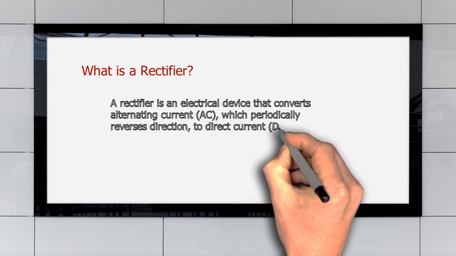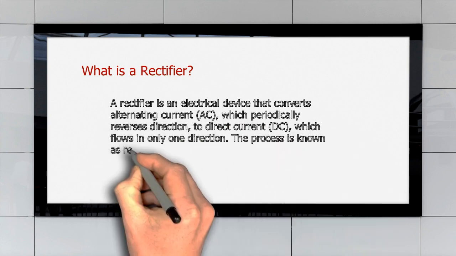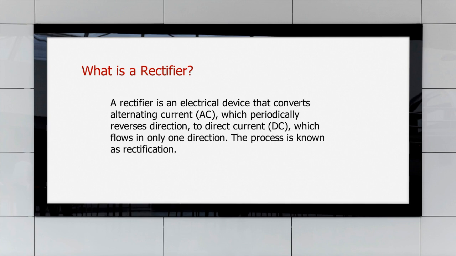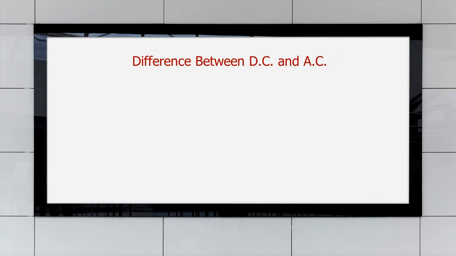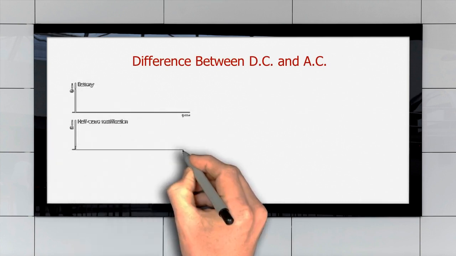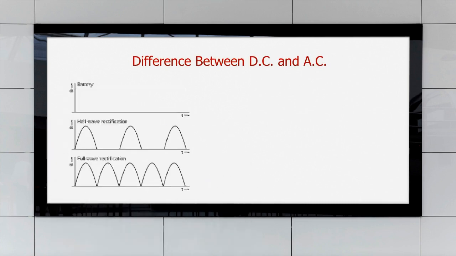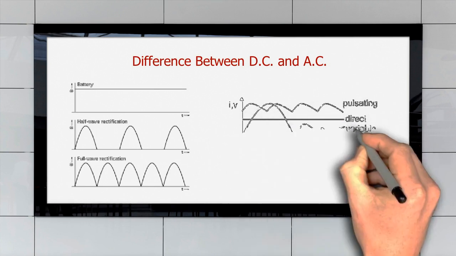A rectifier is an electrical device that converts alternating current, which periodically reverses direction, to direct current, which flows only in one direction. The process is known as rectification. What does this mean? Now let us understand. We can understand this in a better way when we have an idea about the difference between DC and AC.